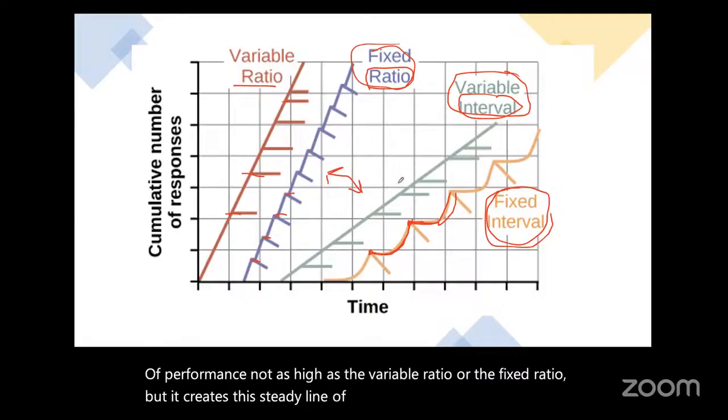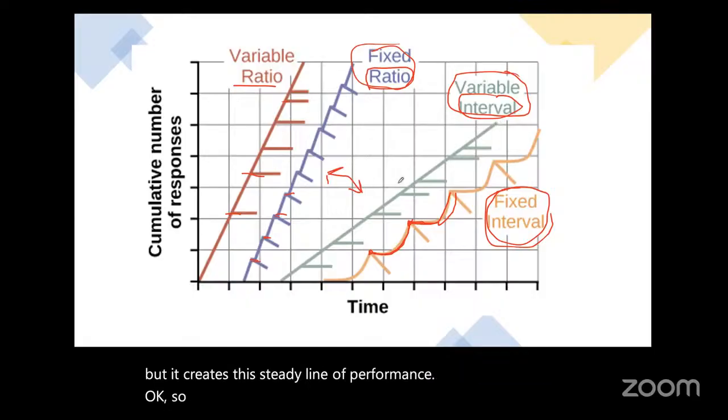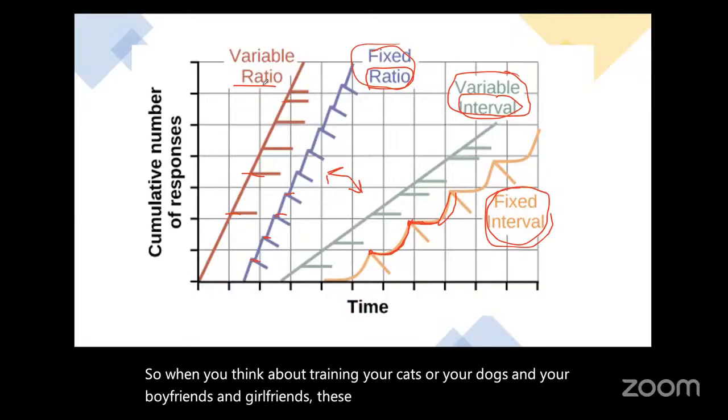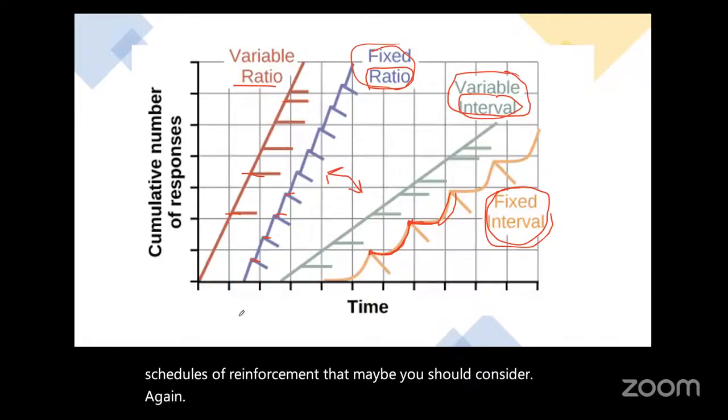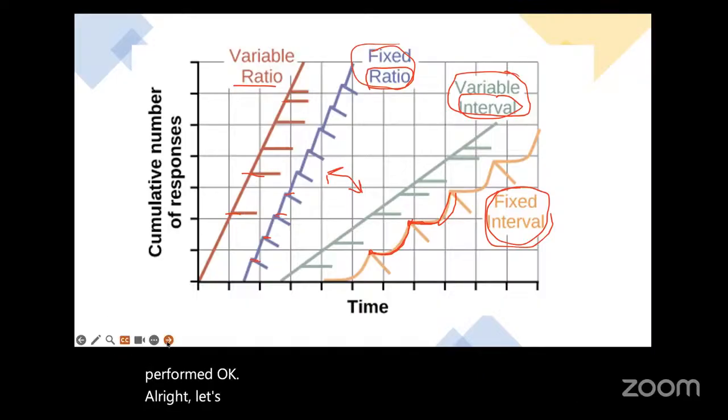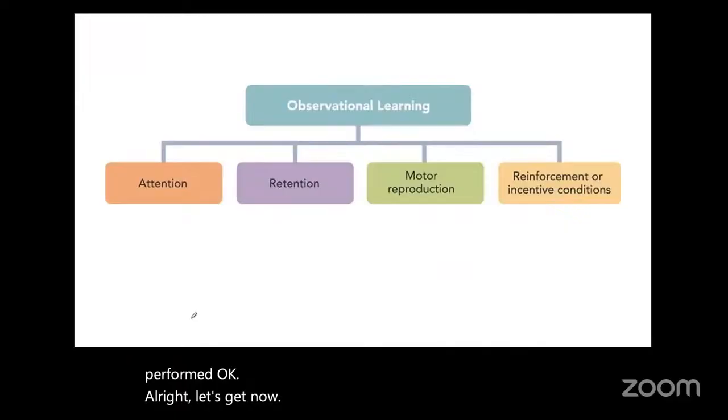Okay. So when you think about training your cats and your dogs and your boyfriends and girlfriends, these are some different types of schedules of reinforcement that maybe you should consider, again, based on time or based on number of times a behavior is performed. Okay? All right. Let's get now to our last type of learning, which is called observational learning.